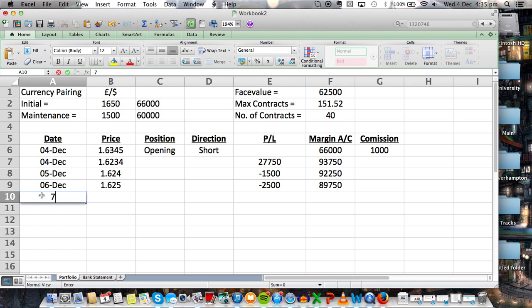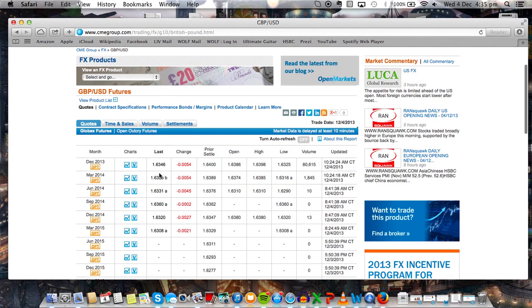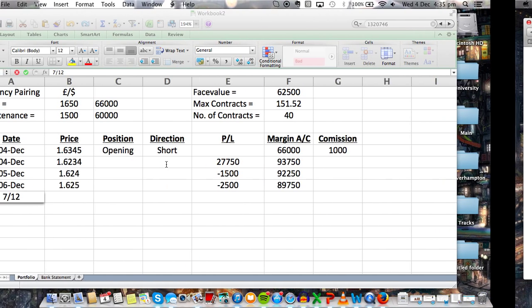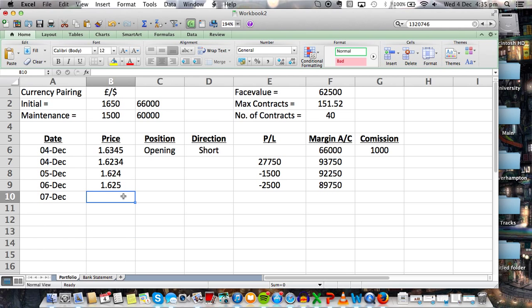So we go back onto the CME website, and we're now looking once again at our last price. We're now looking at this price right here because we're closing our position. Let's say the last price in this case was 1.63. Okay, so it's gone up again. It's now a closing trade, and exact opposite. We've gone short initially, so now we go long to close our position. 40 contracts again.